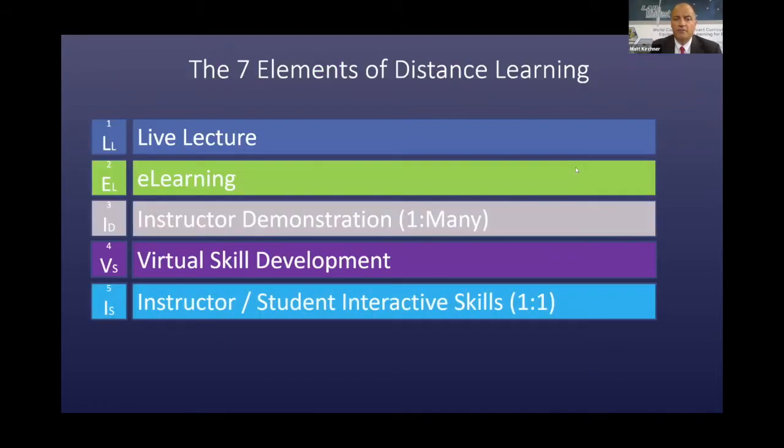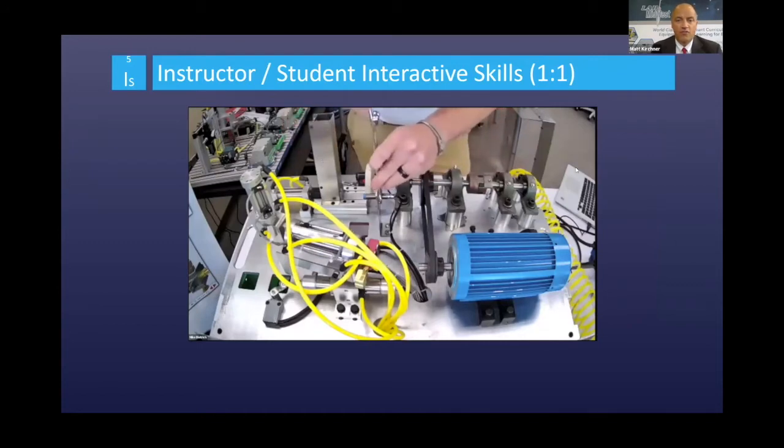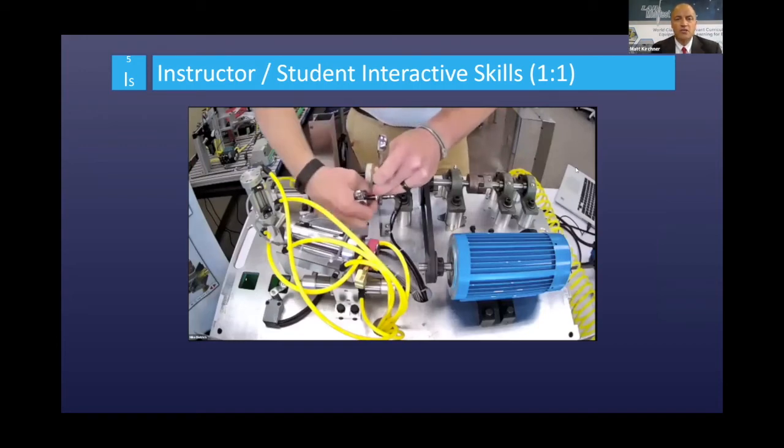The fifth element of distance learning and effective distance learning is instructor and student interactive skills. So whereas number 3, instructor demonstration, is one instructor to many students, number 5 is one instructor to one student. And that looks like this. We have a student who is engaging on a virtual platform with their instructor. So it's one student on one side of the computer, one instructor on the other, and the student is coaching the instructor through a virtual skill.